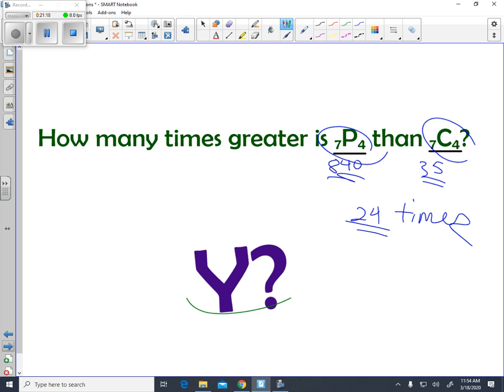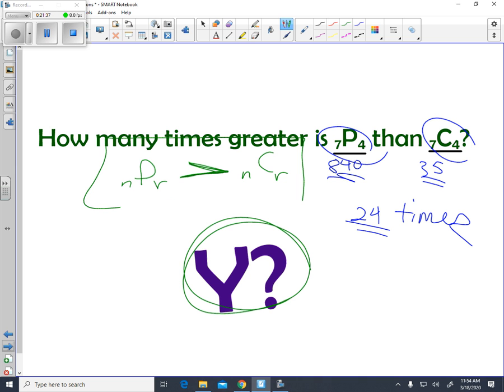Well, the question is why? Why is it that way? We do know the number of permutations generally now. The number of permutations is going to be greater than the number of combinations. Let's put some concrete numbers: 5 permutation 2 is going to be greater than 5 combination 2. Permutations is going to be bigger.